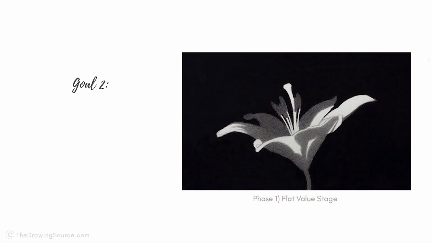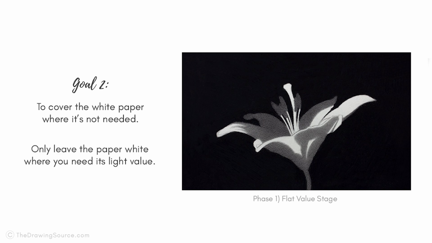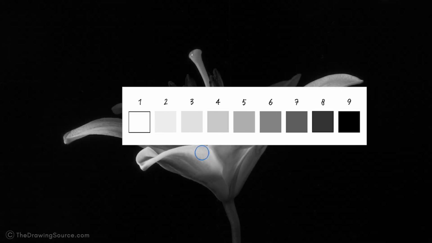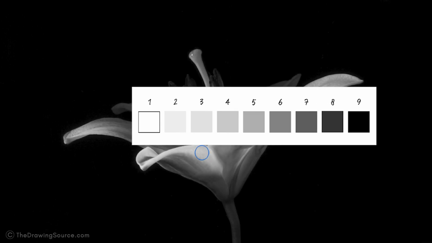Our second goal is to cover the white paper where it's not needed. Only leave the paper white where you need its light value. Why? Because our perception of a value is affected by what surrounds it. A value might look like a value 5 when surrounded by white, but when surrounded by the darker values in the scene, it looks like a value 3.